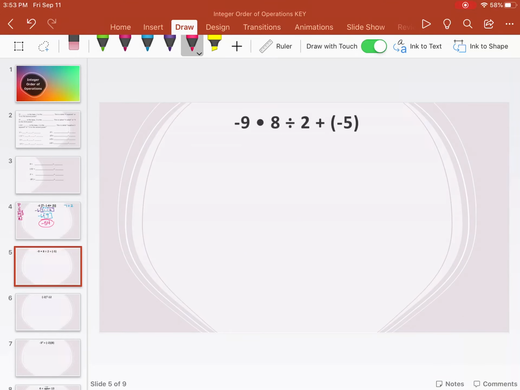Okay, here we go. Actually, this one's not too bad. I'm going to have you pause it and go ahead and do this problem.